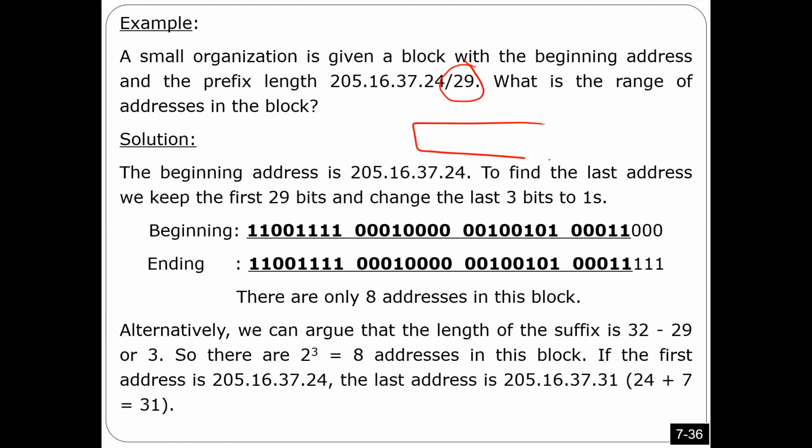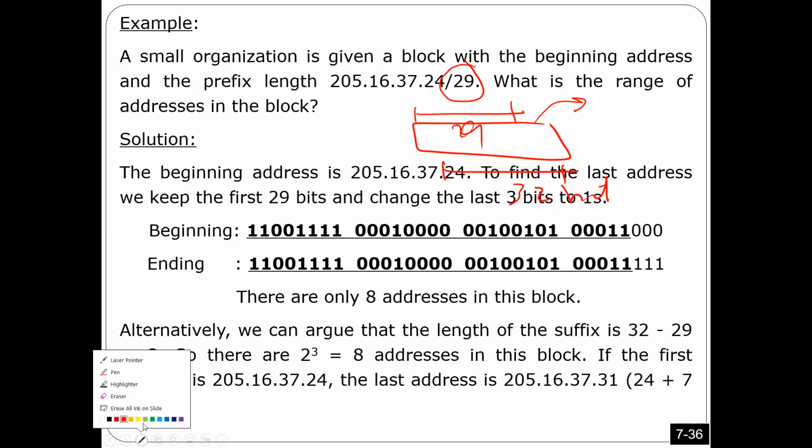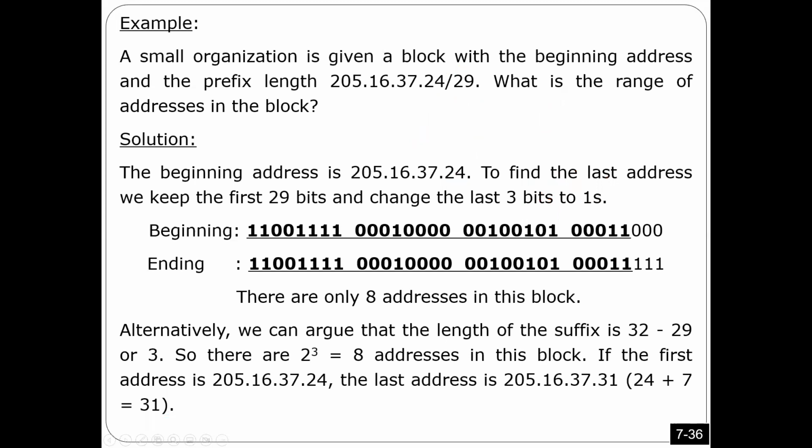So here in total we have 32 bits. Out of the 32 bits, 29 are common. So this is the network ID. 29 is common for all of them. And then out of the 32, how many are left? We have 3 bits. And that's exactly what you see here. From here to here is actually 29. And this is 205.